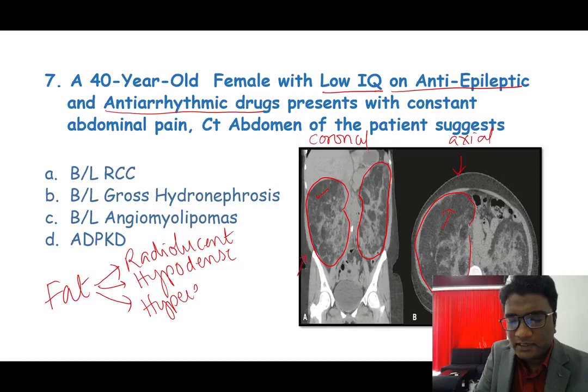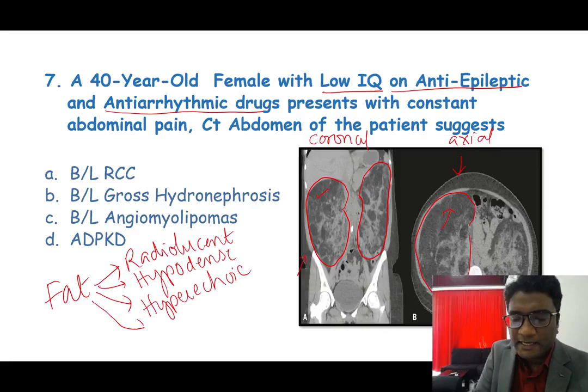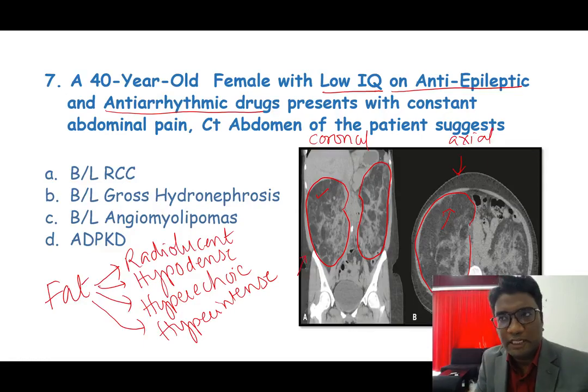Fat is hyperechoic. Fat appears white on ultrasound. Lipoma is white on ultrasound. Fat is hyperintense, both on T1 and T2 weighted imaging; it will always be white on both T1 as well as T2 weighted MRI. CT and X-rays, CT also uses X-rays, so similar appearance. So fat is radiolucent on radiographs, hypodense on CT, hyperechoic on ultrasound, and hyperintense on MRI. So it is black on X-ray, black on CT, white on ultrasound, white on MRI.